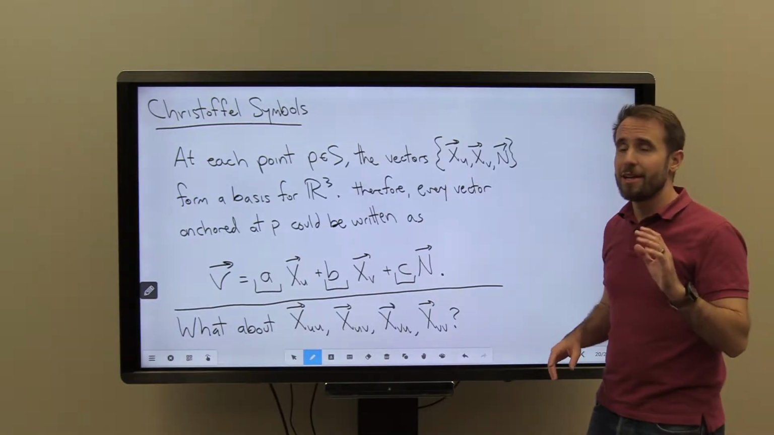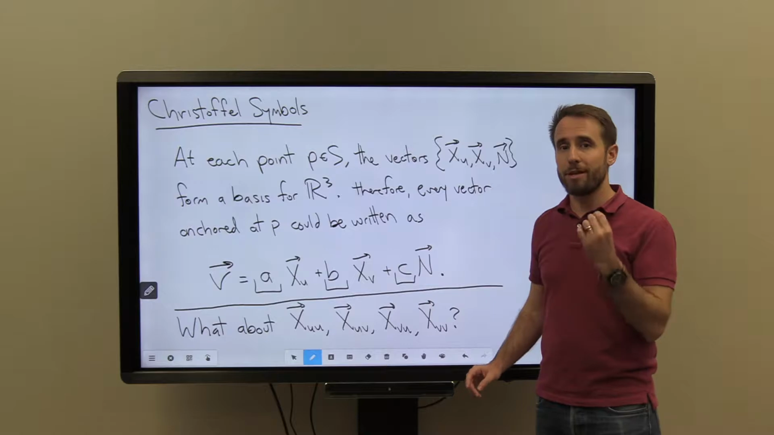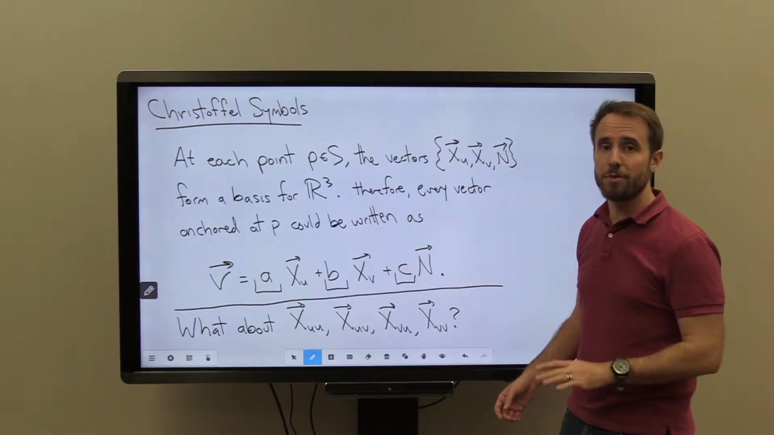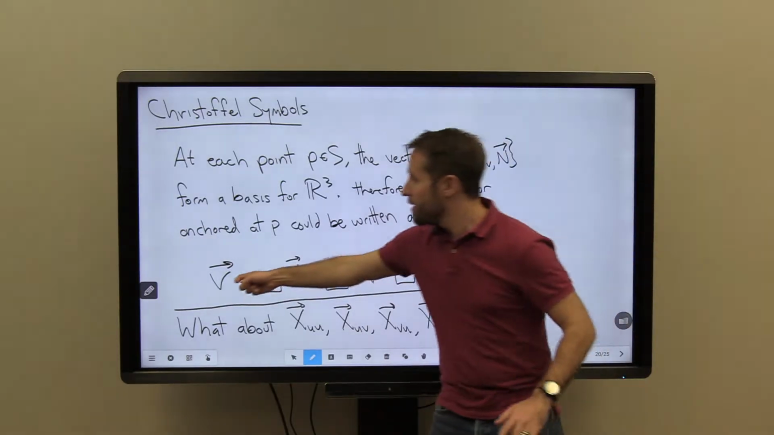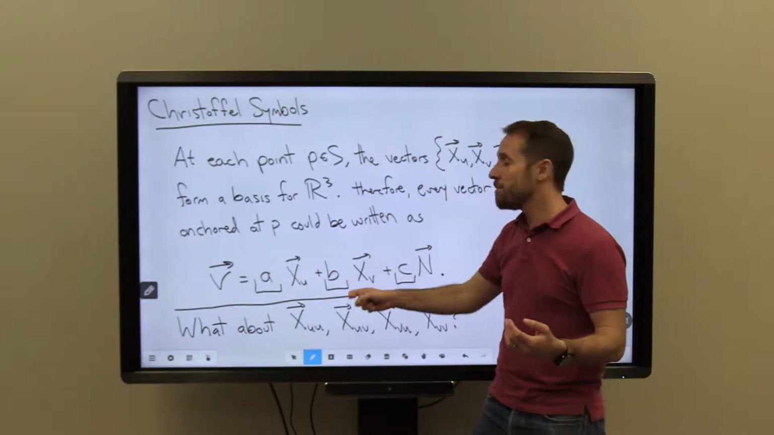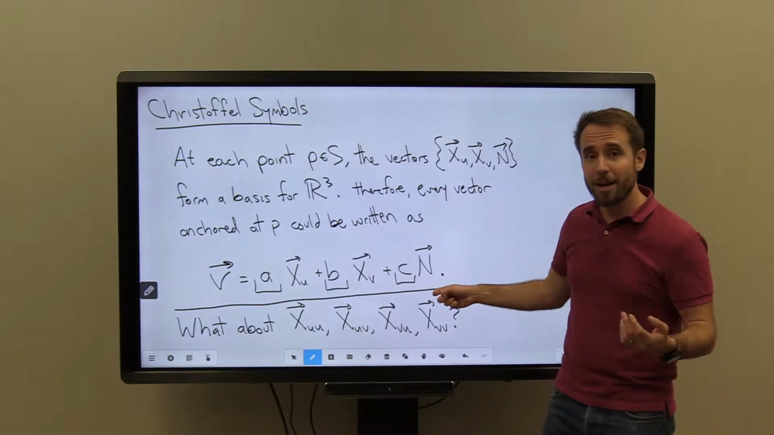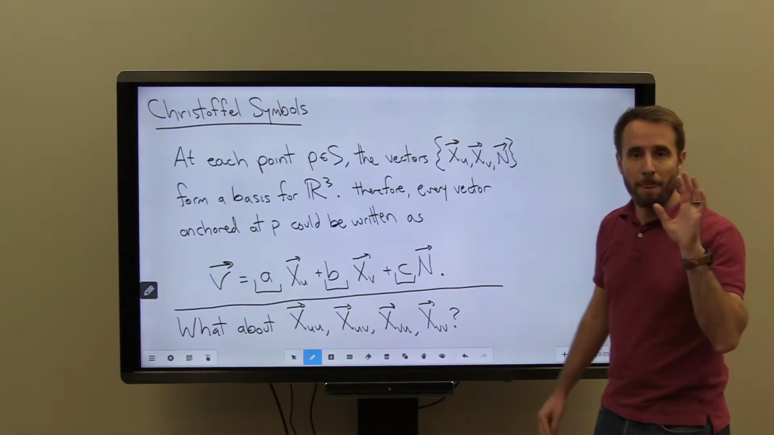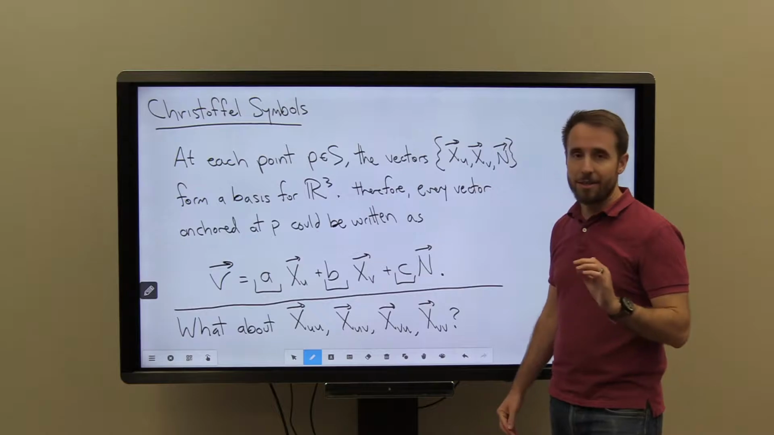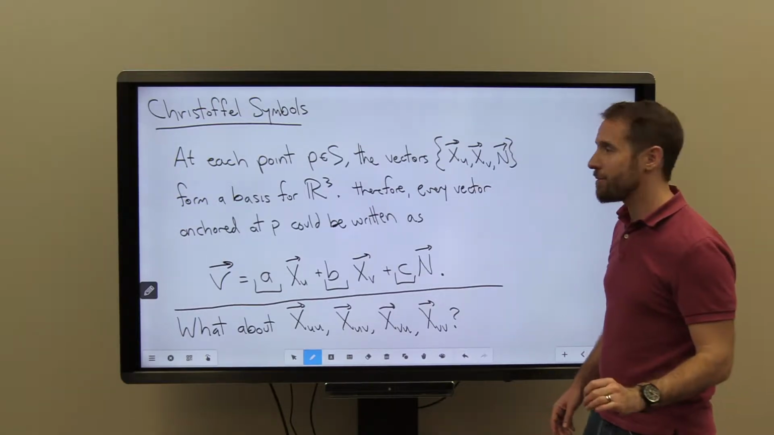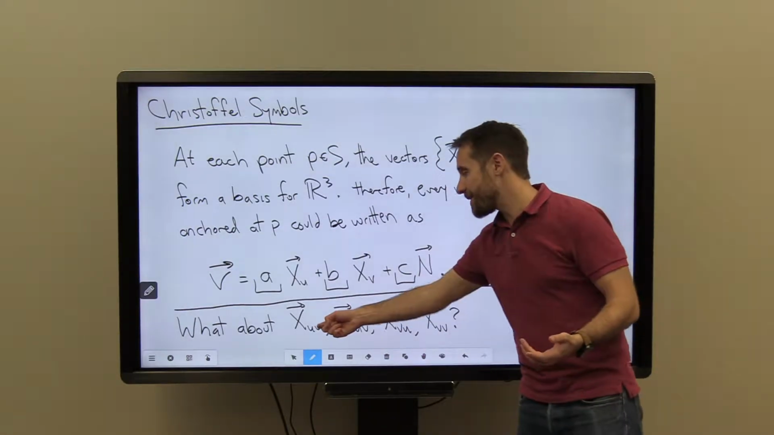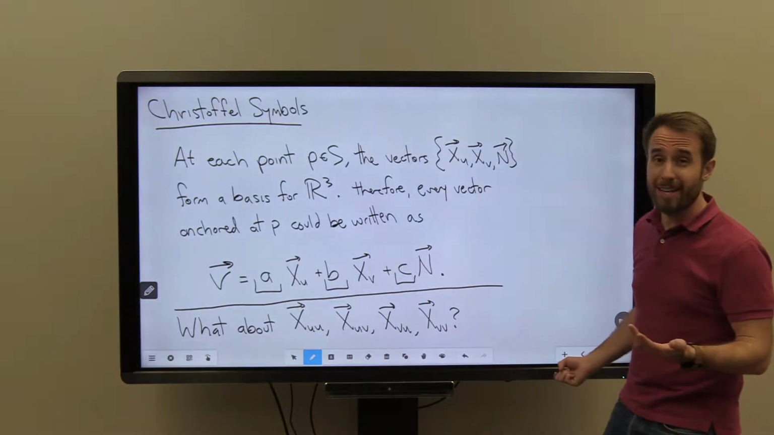What that means is that any vector that is anchored at the point P should be expressible uniquely as a linear combination of these three vectors, right? So any vector v should be uniquely represented as some constant times x of u plus some constant times x of v plus some constant times the normal vector n. And what we want to do today is explore the question of how we can represent this vector v if the vector v I'm interested in is actually my second derivative of the parameterization. So either xuu, xuv, xvu, or xvv.